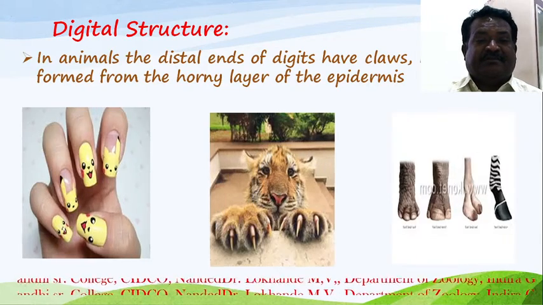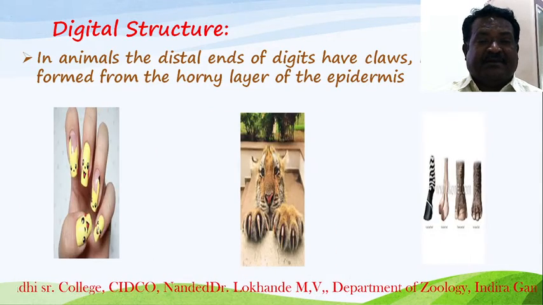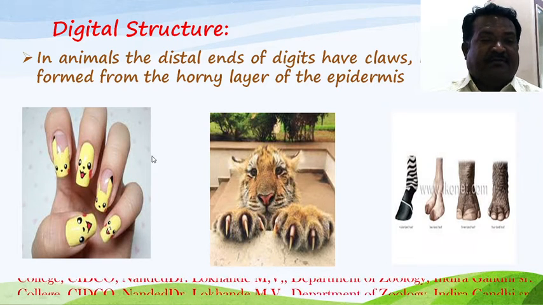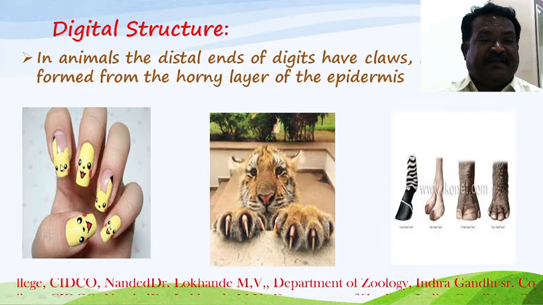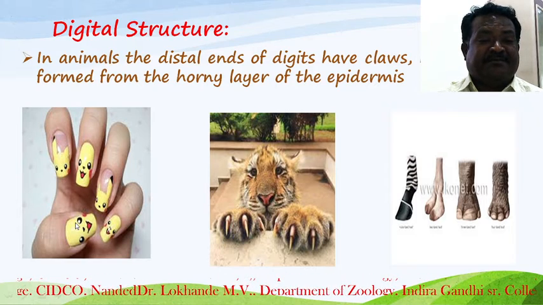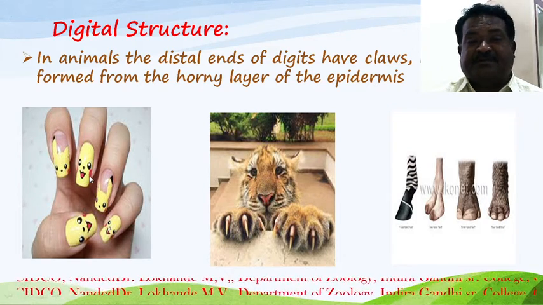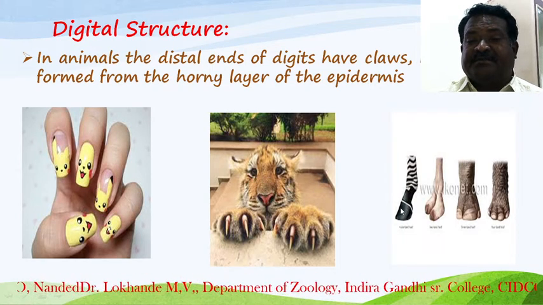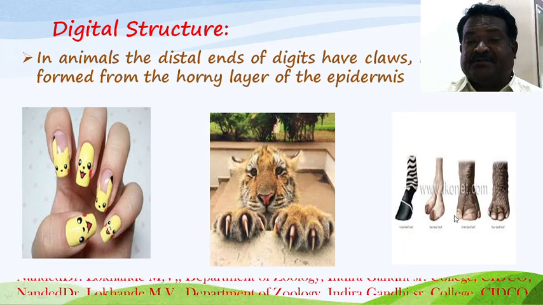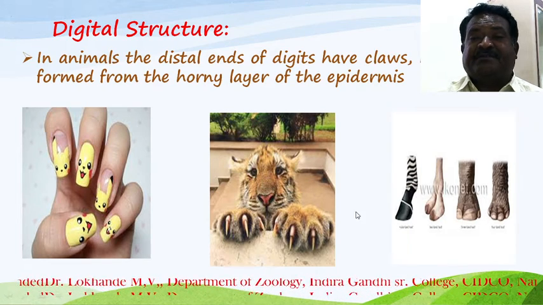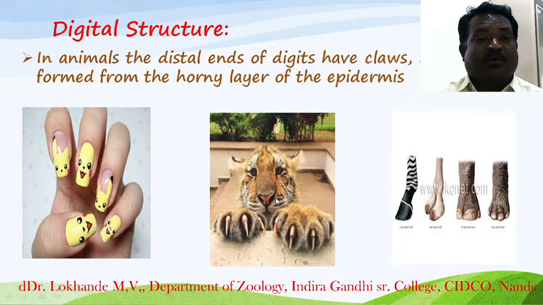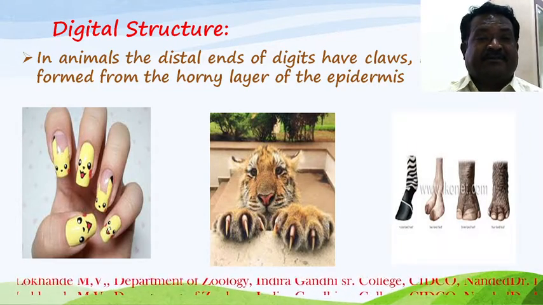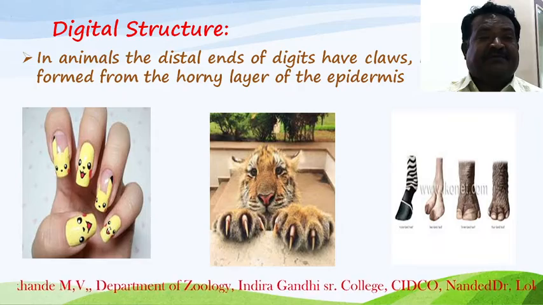So this is nothing but the figure. In this figure we have seen the digital structure in different animals. In human beings, it is the nails, and nails are one of the digital structures present in vertebrates. Then in cattle and different animals, wild animals and domestic animals, they have nails or hooves, and this is called the digital structure, and it is originated from the epidermis layer.